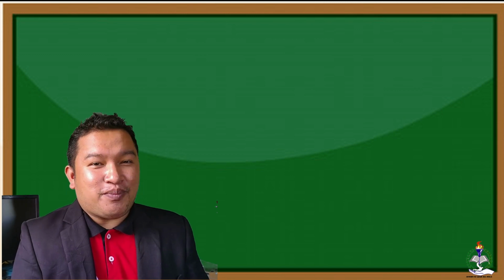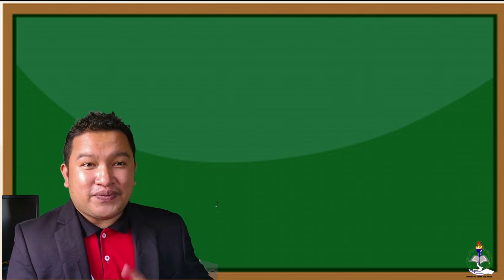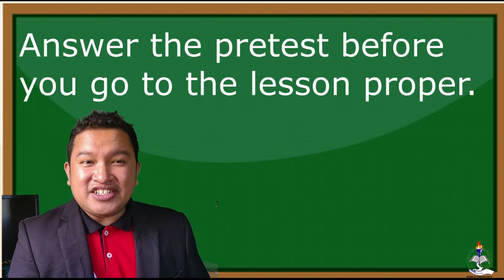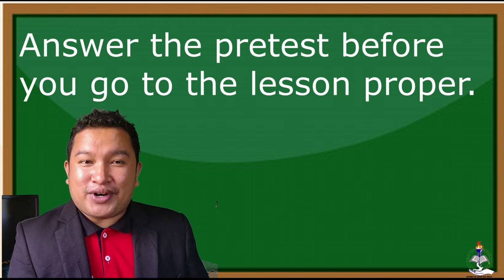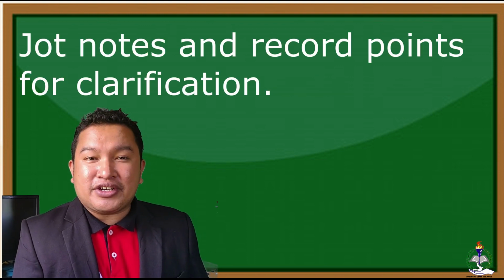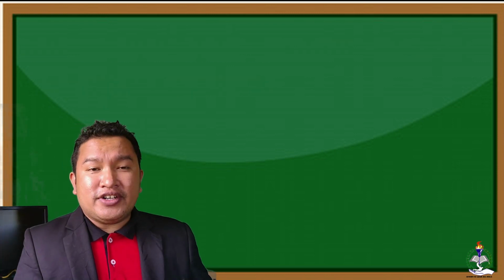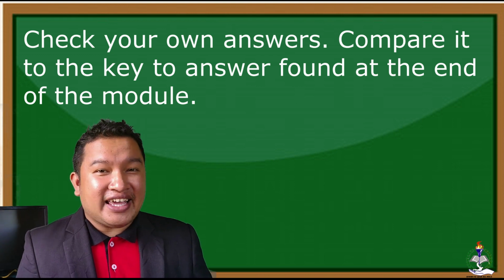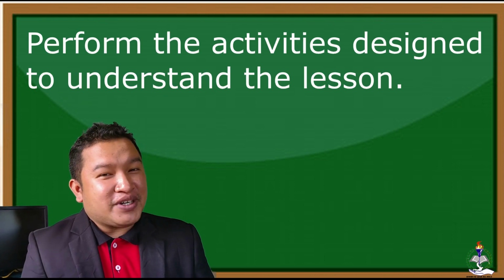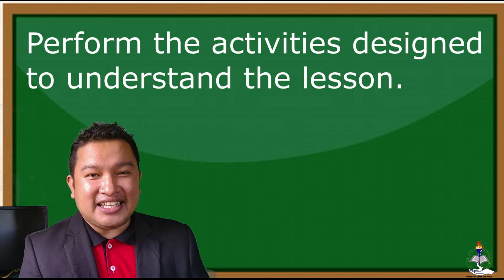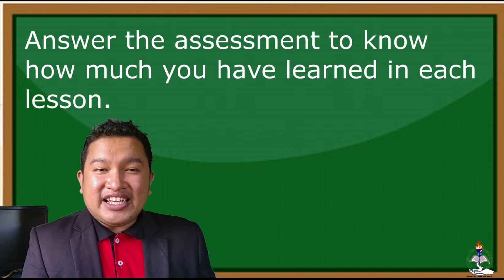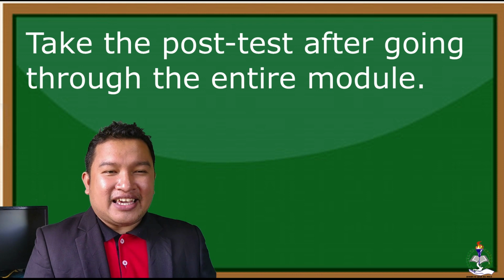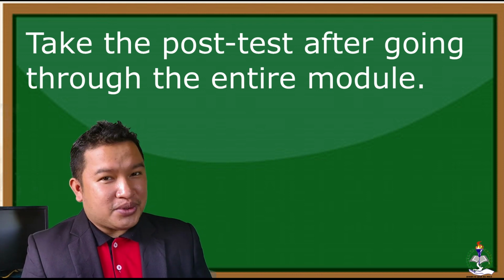Beforehand, there are some points to remember in doing the module. First, read and follow instructions carefully. Second, answer the pretest before you go to the lesson proper. Third, jot down notes and record points for clarification. Fourth, check your own answers. Compare them to the key answers located at the end of the module. Fifth, perform the activities designed to understand the lesson. Sixth, answer the assessment to know how much you learned in each lesson. And last, take the post test after going through the whole module.